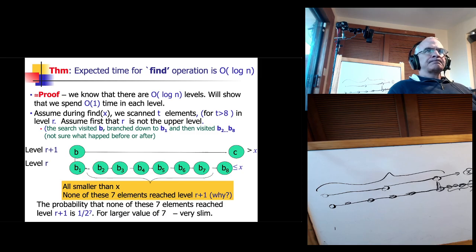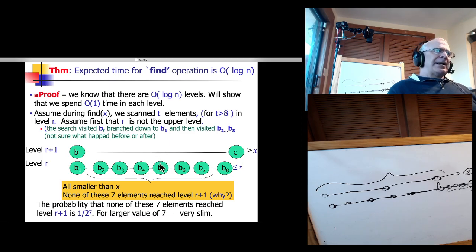Because it's smaller than X, and we know that the next element in level R plus 1 is larger than X. Exactly. If B5, which is smaller than X, would have made it to level R plus 1, then my search would have gone through B5. So what's the fate of B5? Maybe it started from the bottom, got promoted, made it all the way to level R, but I'm sure that despite having a 50% chance to make it to level R plus 1, it failed.